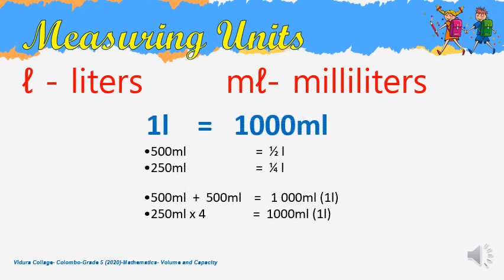Do you know the measuring units of liquids? We use liters and milliliters to measure volume. What is the relationship between liters and milliliters? 1 liter means 1000 milliliters. So 500 milliliters means half of 1 liter. 250 milliliters means a quarter of 1 liter. We need two 500s to make 1 liter and four 250 milliliters to make 1 liter.